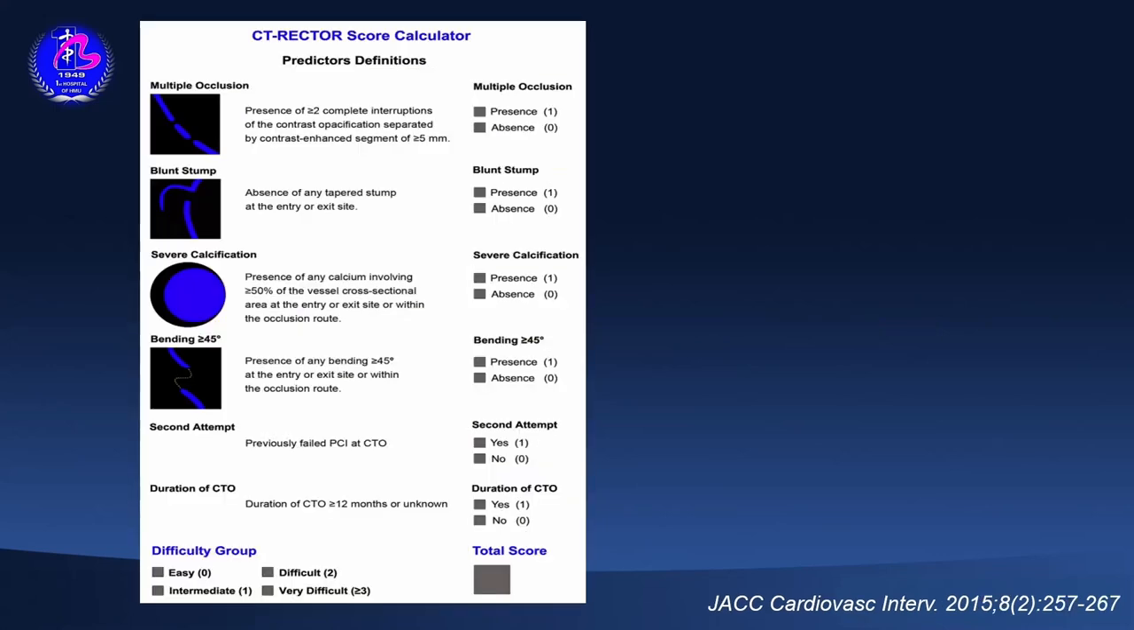Next, if you use the CT-RECTOR score, the first score is a 6-point calculating system, and both based on the lesion characteristics and the clinical characteristics. And we can see that the patient certainly has a tandem occlusion, and the blunt stump both at the proximal cap and at the distal cap. So double difficulty.